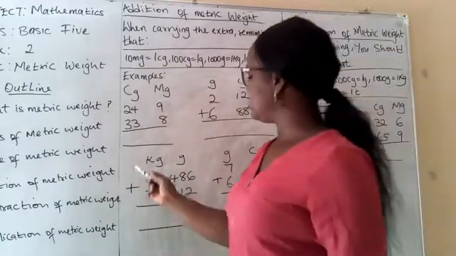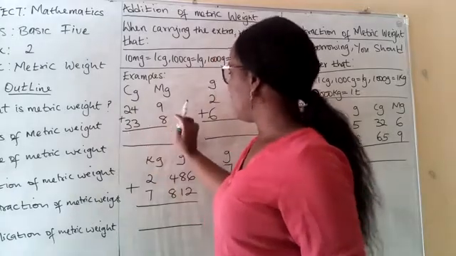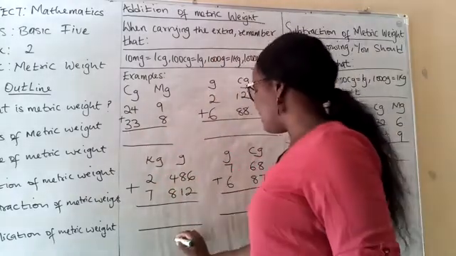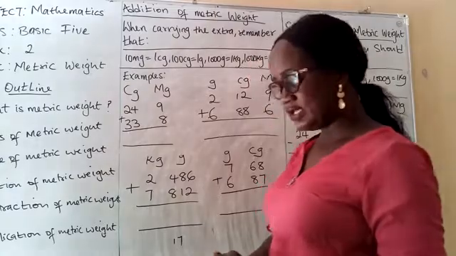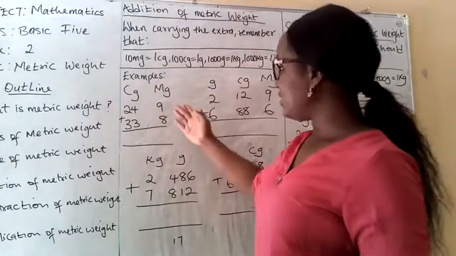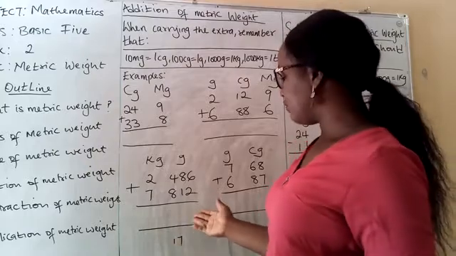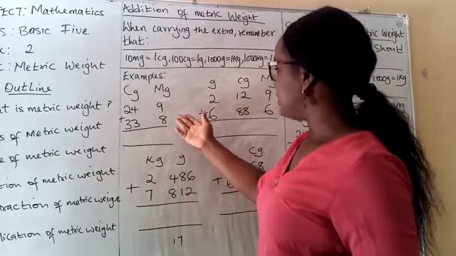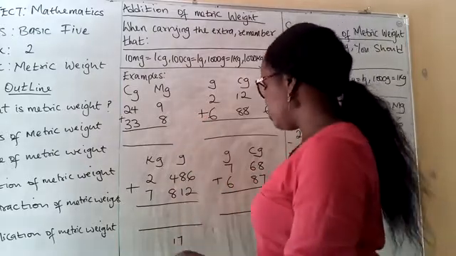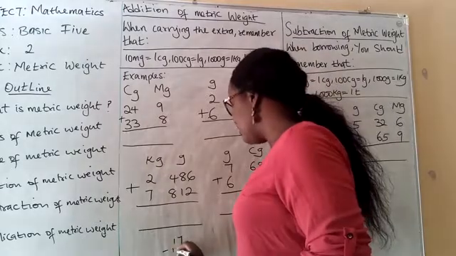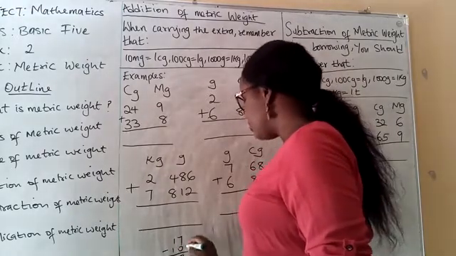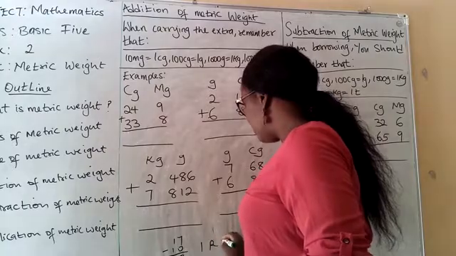Remember, it is addition. Okay, 9 plus 8 will be giving us what? 17. Now, 17 is up to 10, right? It is 10 milligram that will be giving us 1 centigram, and we have 9 plus 8, 17. So you simply do 17 minus 10, which will give you what? 7. So we have 1 remainder 7.